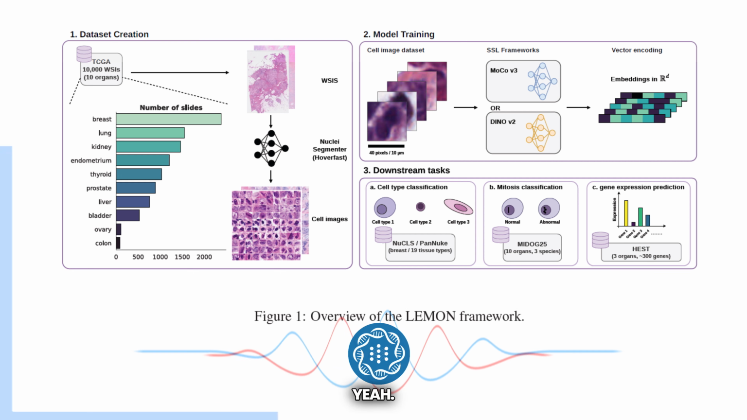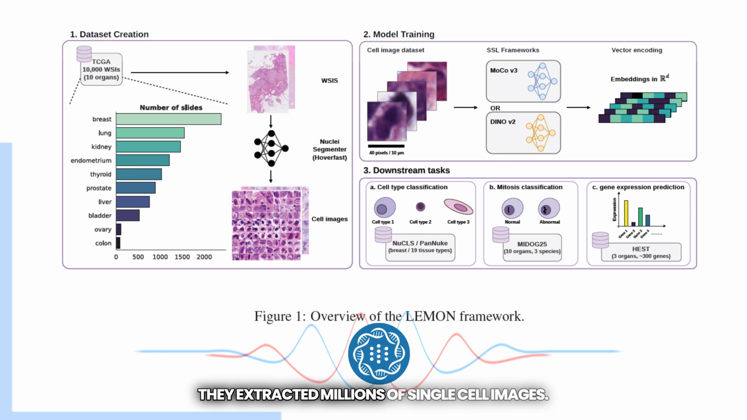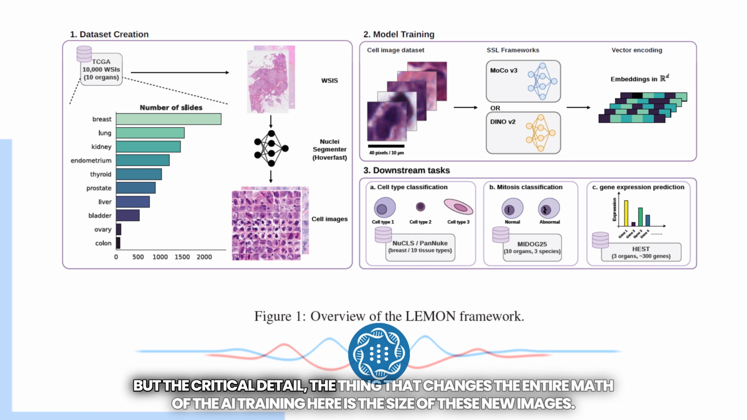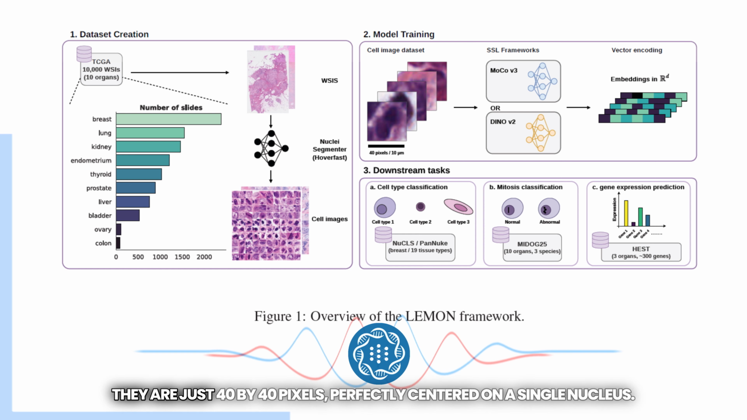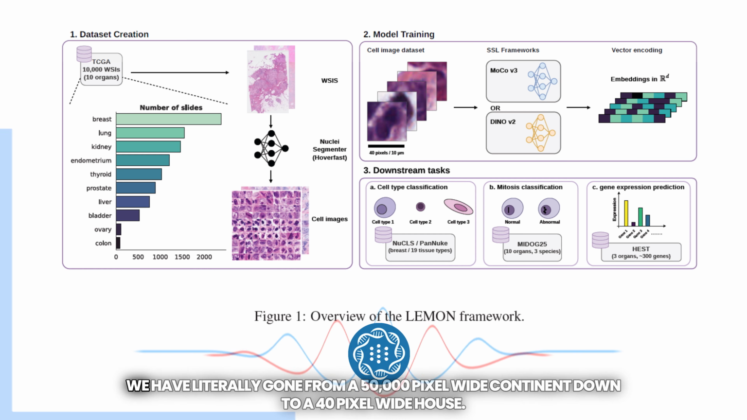That's a ton of data. Yeah, the resulting data set is just staggering. They extracted millions of single-cell images. But the critical detail, the thing that changes the entire math of the AI training here, is the size of these new images. They're small, right? They are tiny. They are just 40 by 40 pixels, perfectly centered on a single nucleus. We're talking about 10 micrometers across. Wow. Yeah, we have literally gone from a 50,000 pixel wide continent down to a 40 pixel wide house.